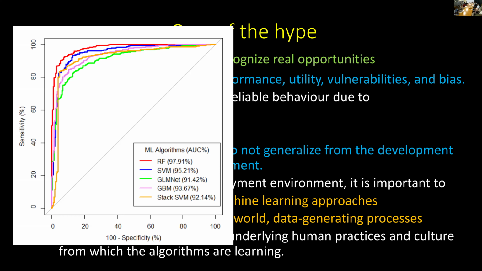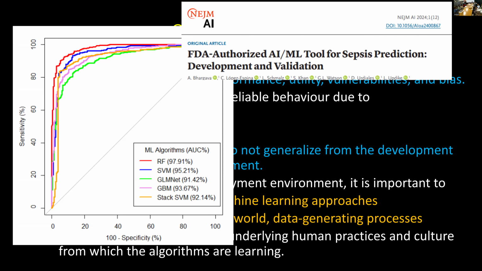So he did 4 or 5 models: RF, SVM, GBM, and a stacked SVM model. These are just some fancy words, different AI models. And we found that the red one is the best. That is, the random forest model seemed to work the best. So these are just some ways of looking at performance. So you must ask somebody about performance.